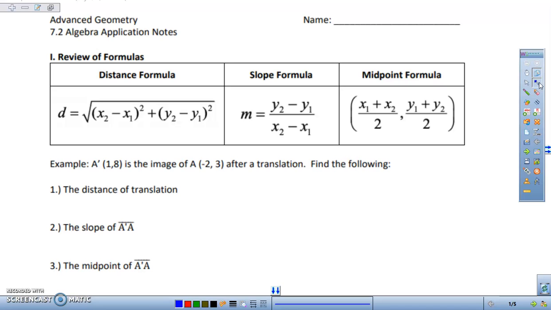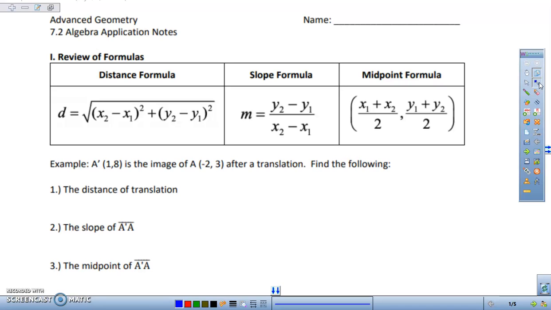So today we're going to talk about how we can apply some algebra to what we're learning, and our focus is going to be on writing equations of lines. But before we get there, just a couple reminders of some formulas that we've learned already in this class, or perhaps you learned back in Algebra 1.